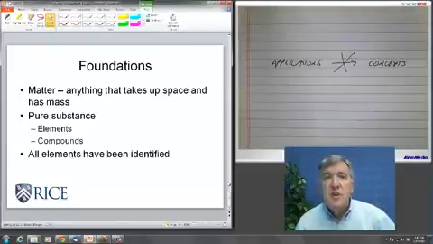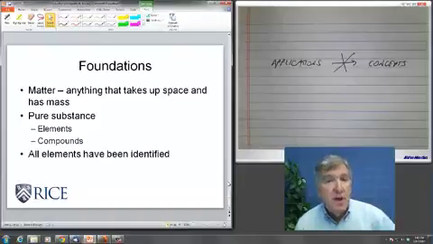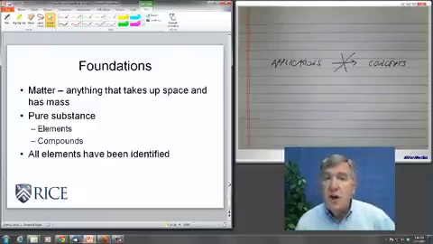Those elements are then combined to form compounds, again, pure substances. But by contrast to the elements, where there are only about 115 of them, there are well over 50 million known compounds, and those are all made up by combining the elements in a variety of different ways. Our goal then is going to be to try to understand how do elements combine to form compounds, and even what does it mean that elements combine to form compounds.